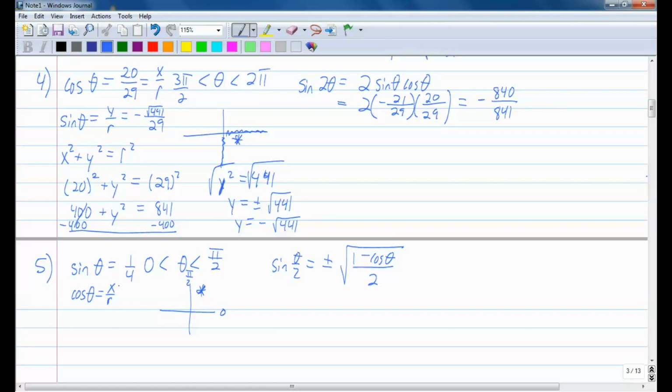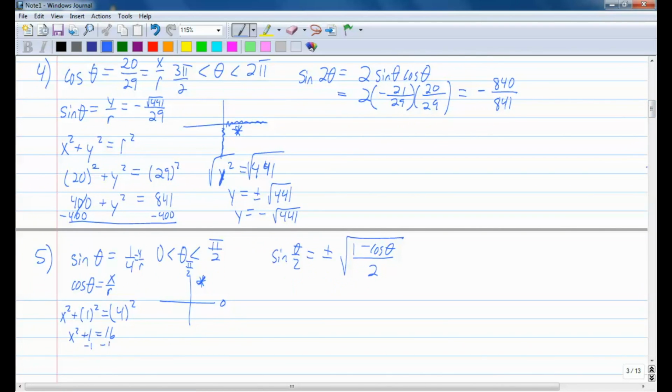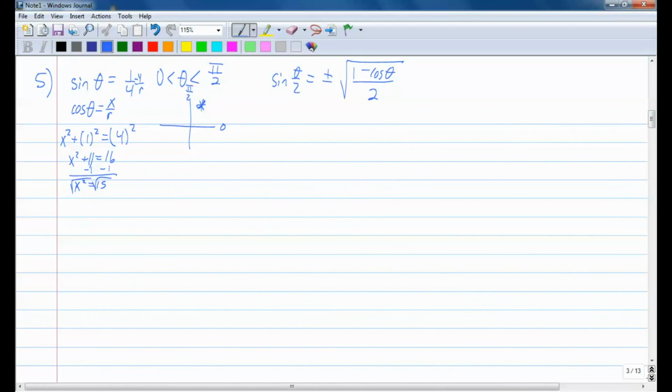Cosine is x over r. We know sine is y over r, right? So y is 1, r is 4. Let's solve for x. So x squared plus y squared equals r squared, or x squared plus 1 equals 16. X squared equals 15. Take the square root of both sides. So x equals plus or minus the square root of 15. We're in the first quadrant, so it's going to be positive.